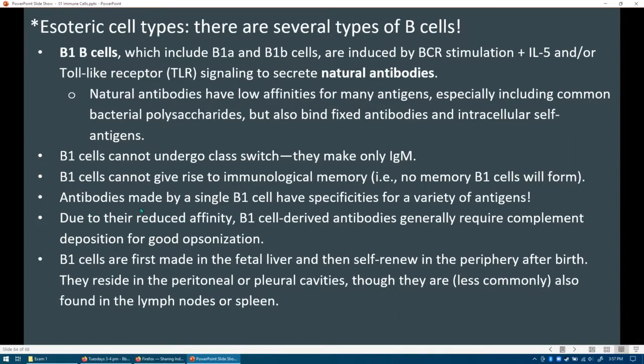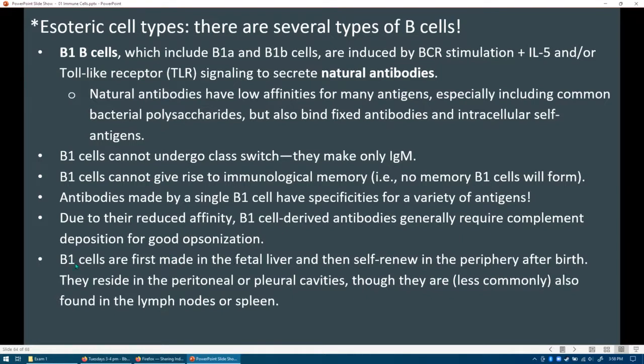And it actually turns out that antibodies made by a B1 cell can have specificities for a variety of antigens. That is not to say that they're making a multitude of different antibodies. It's just that they happen to make usually IgM molecules that are capable of recognizing a lot of related structures with low affinity, but that's okay because it still helps. Because of their reduced affinity, these natural antibodies usually require complement to become activated in order to opsonize effectively. Lots of terminology here, but it'll make more sense later when we talk about complement and such, and antibody.